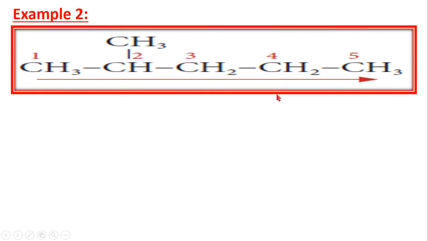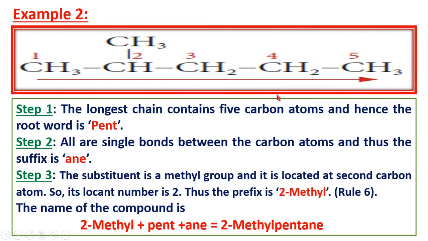Example 2. Now come to the second compound. Now identify the longest chain. Here CH3, bond, CH, bond, CH2, bond, CH2, bond, CH3. Here there are totally 5 carbon atoms. 5 carbon atoms means the root word is pent.